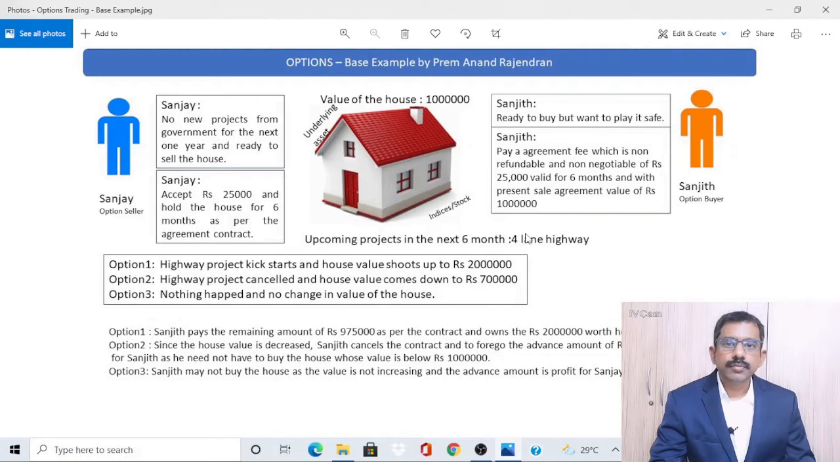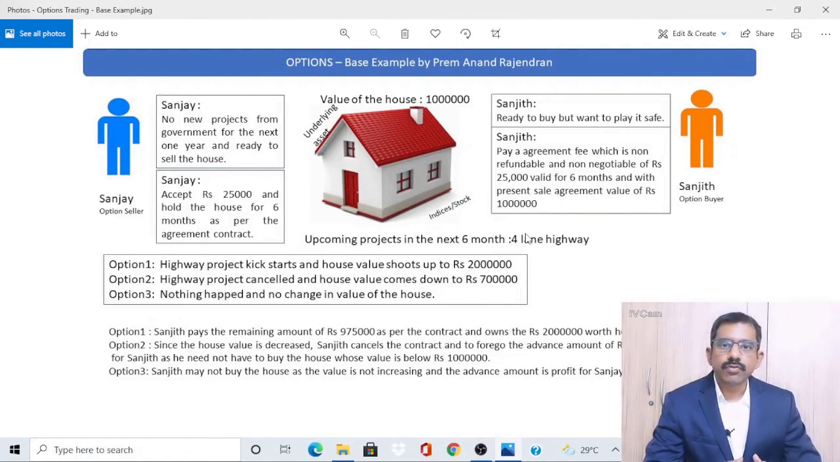Sanjeet pays rupees 25,000 to Sanjay and blocks this house for the next 6 months, and within 6 months if the government project kickstarts, he will buy the house, otherwise he will not buy the house. The value of the house currently is 10 lakh. So Sanjay feels that the house price will increase twofold if the government project kickstarts. So he wants to establish this contract.